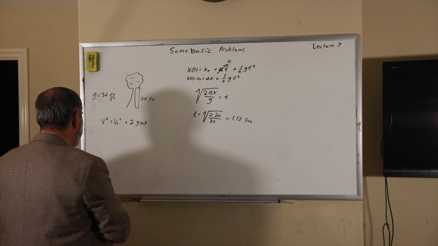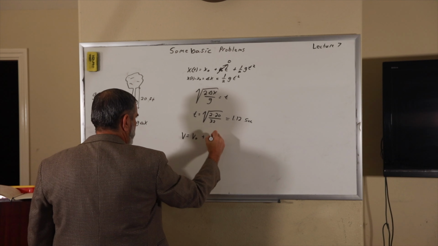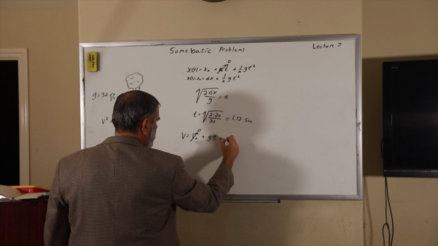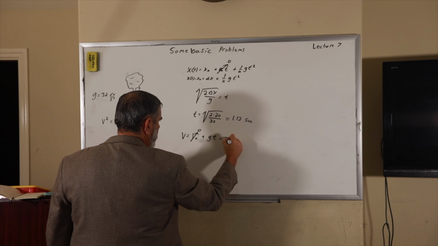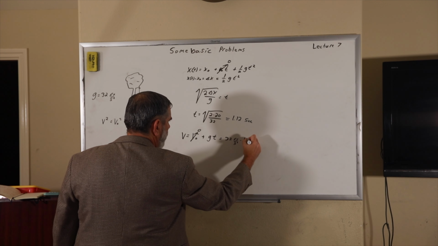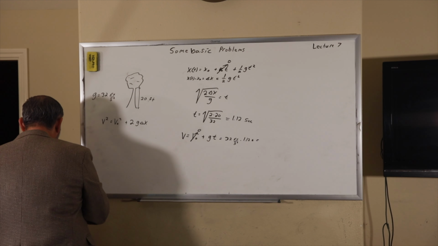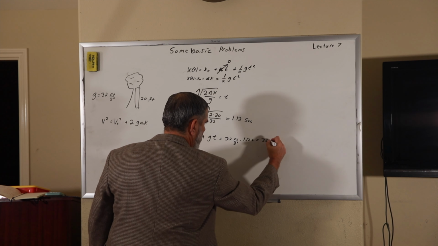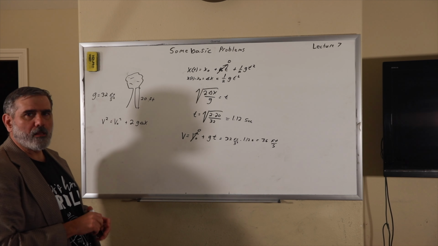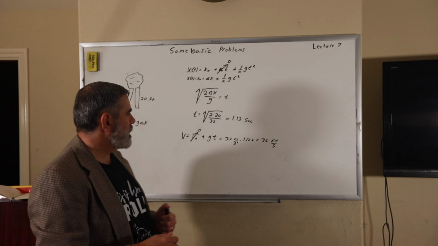But since we already have the time, what we're going to use instead is the formula the velocity is equal to initial velocity plus g times t. The initial velocity, of course, is 0, so we just need to plug this in as 32 feet per second squared times the time of 1.12 seconds, and that will give us a velocity of 36 feet per second. And we could, of course, convert that into miles per hour if we wish to do so.